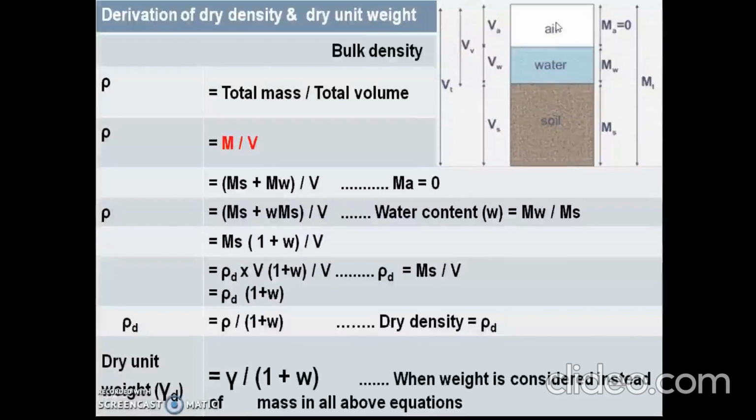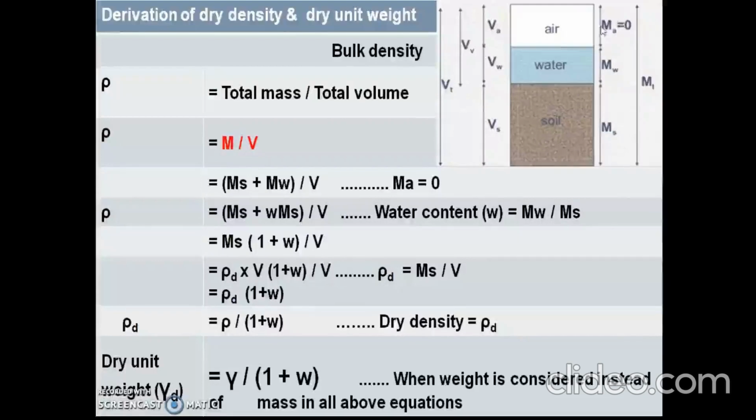Before that, let's recall soil as a three-phase system. Soil consists of three phases. One is air, second phase is water, and third one is solid particles. VA represents volume of air, VW represents volume of water, VS represents volume of solids. VV represents volume of voids, which is sum of volume of air and volume of water. VT represents total volume, which can also be denoted by capital V.